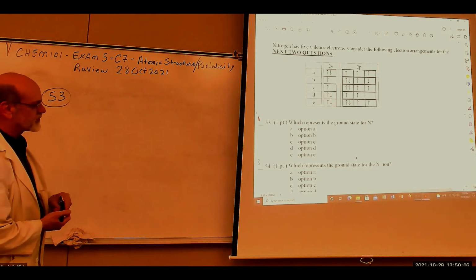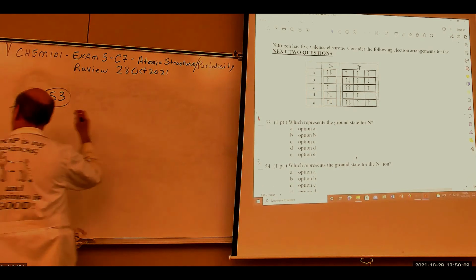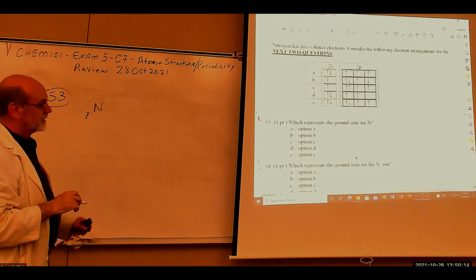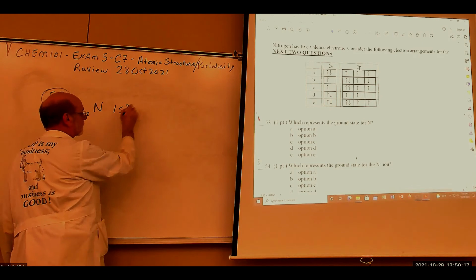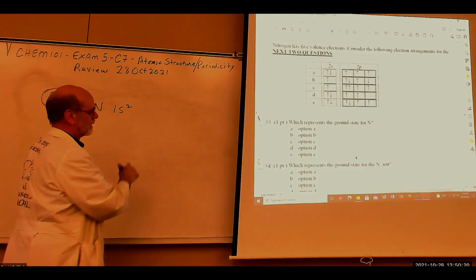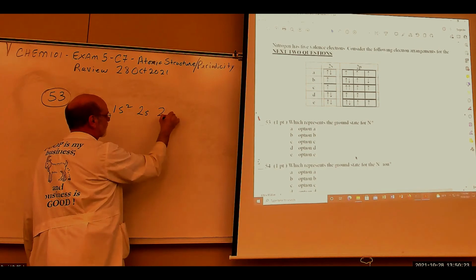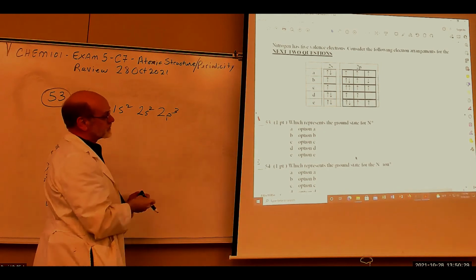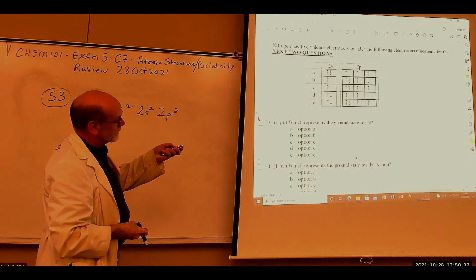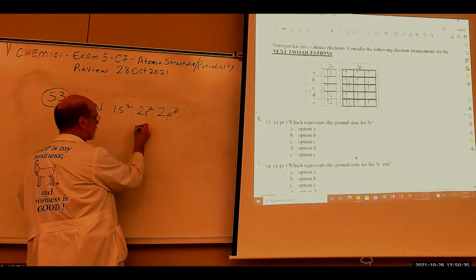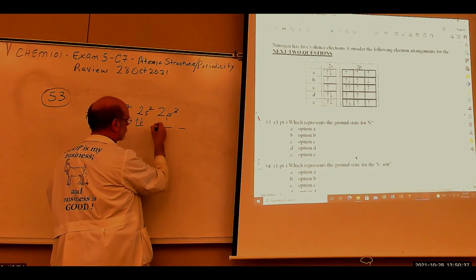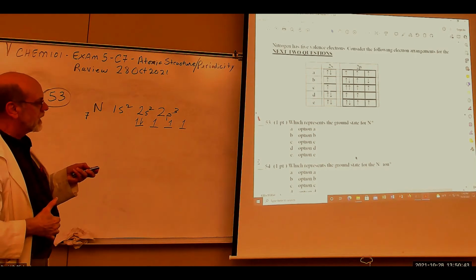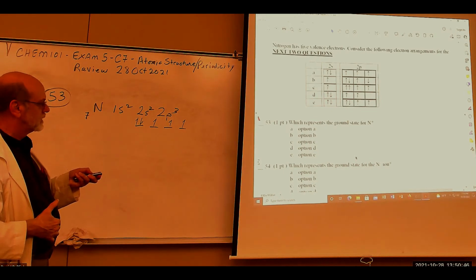Okay, which represents the ground state for nitrogen? Nitrogen has 7 electrons. The ground state, 1s is already filled. That's why it's not on there. So we have 2s and 2p. So we have 2 here. That means 3 left over. But they want us to tell something about these. So this one has 2 electrons like that. This one has 3 like that. So which one shows that? It's this one, E.